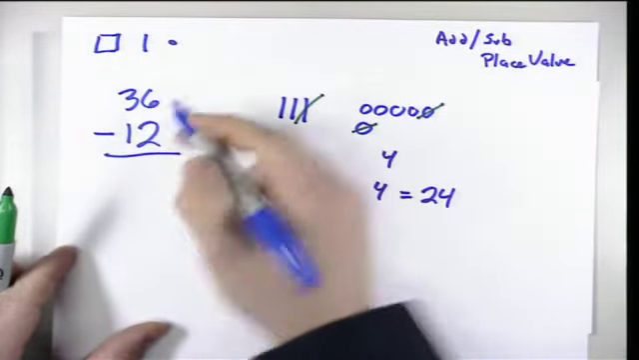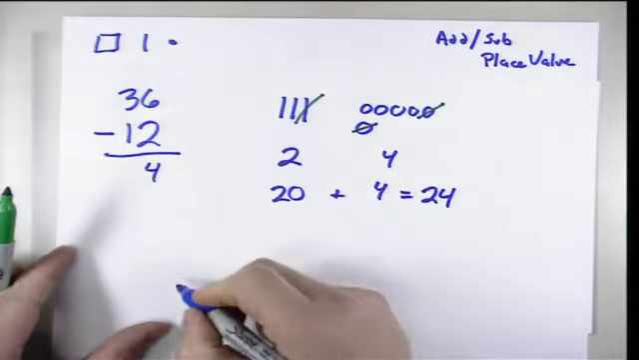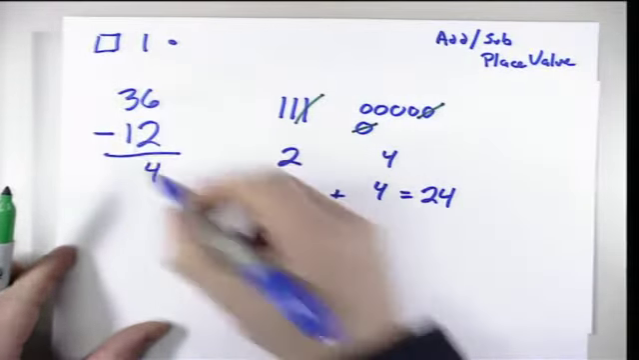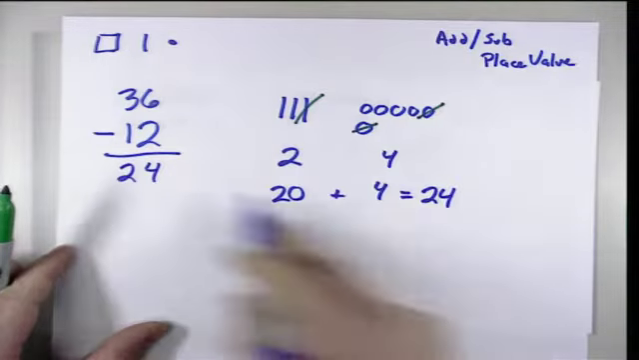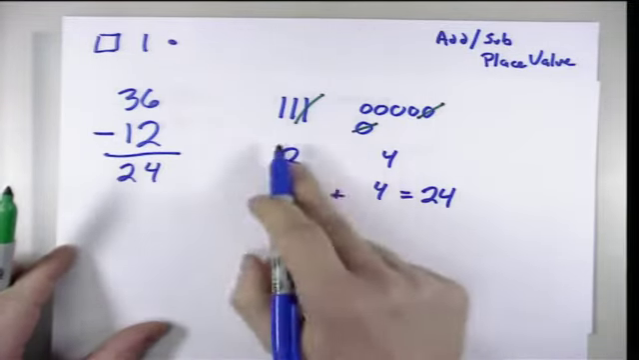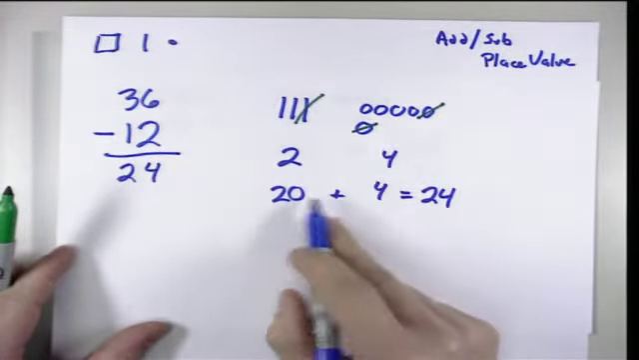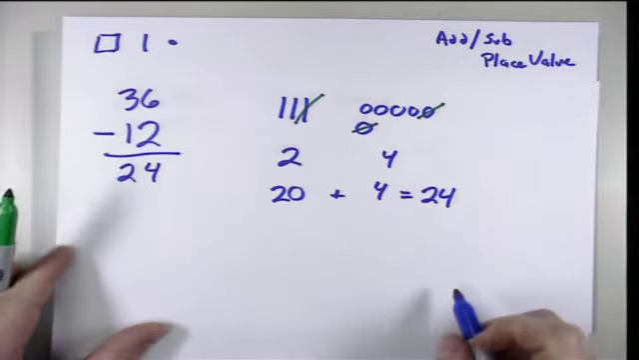What we normally have kids do in the abstract over here is say when we subtract 6 ones minus 2 ones, we're going to get 4 ones. And 3 tens minus 1 ten is going to give us 2 tens. And so you can see how there's a direct connection between the way we're dealing with the representation and how we're working in the abstract algorithm.